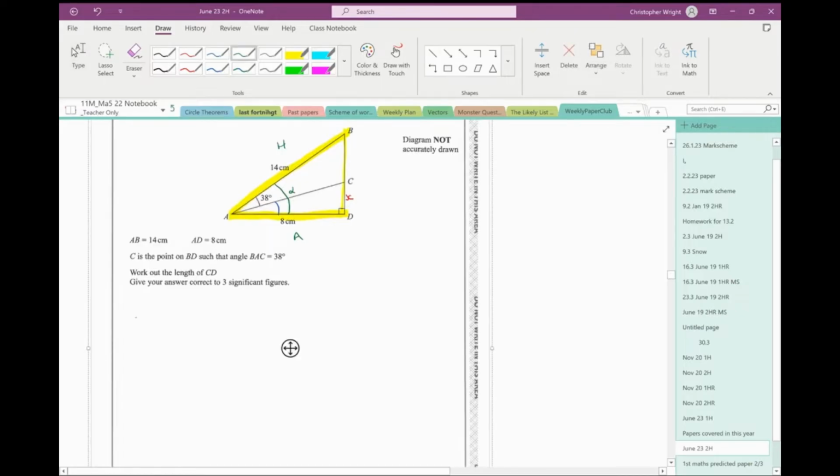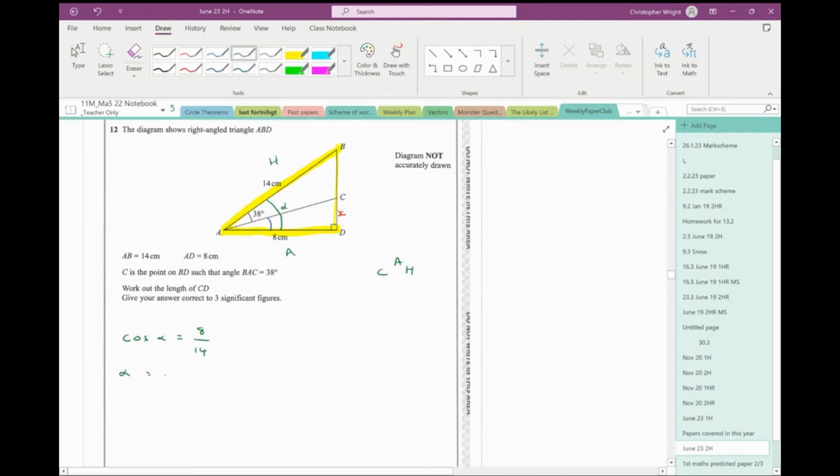Well, I'm going to use cos alpha. Here's my cos. It's the adjacent 8 over the hypotenuse 14. So on my calculator, I'm going to go 8 divided by 14 equals and shift cos. That gives me an angle of 55.15 for alpha, which means that this blue angle here is 55.15 minus 38.